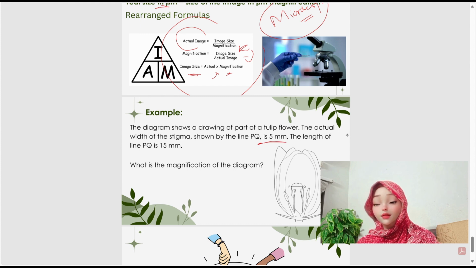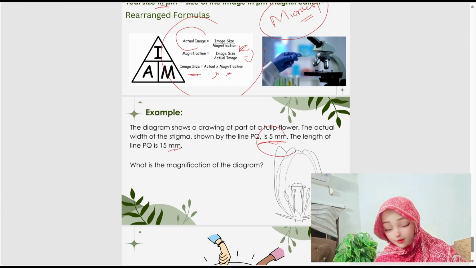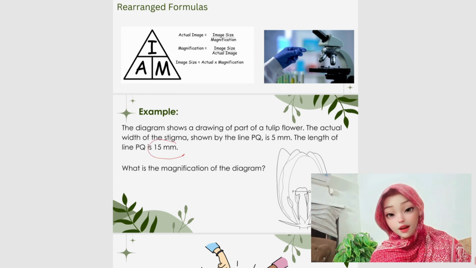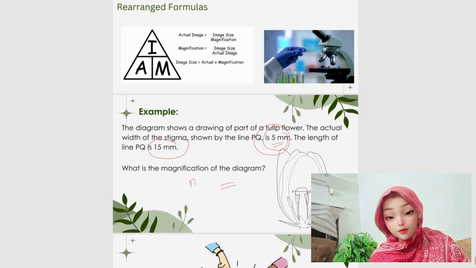Here is also an example. Here is the length of the tulip flower, which is 15 millimeters. So we write 15 millimeters, and according to the formula its actual width is 5 millimeters. Both units are the same, so they cancel out and you will obtain 3.